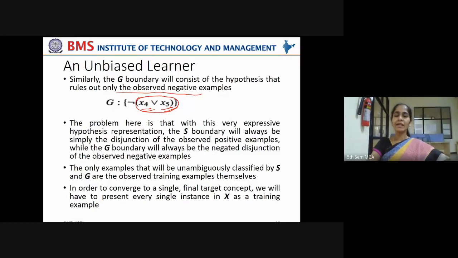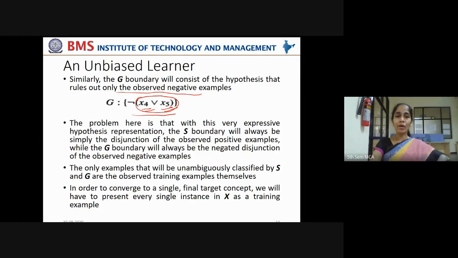It will say that it doesn't apply to that disjunction of those negative examples. No, it is a no. This hypothesis is a no for these two, for the disjunction of these two instances. Now, what problem are we encountering because of this representation? The problem is that this hypothesis representation is highly expressive. It is trying to cover any alternative.